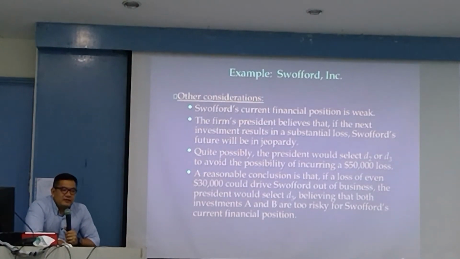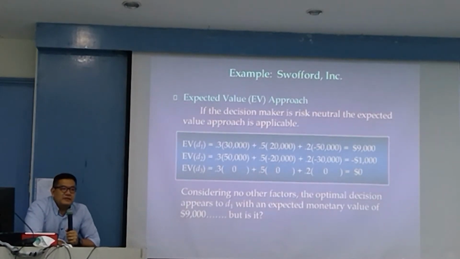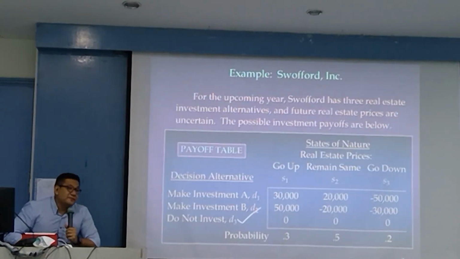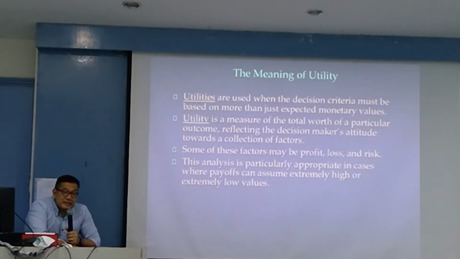Because if you were the president or the CEO of the company, let's think that right now the current situation of the company is not good. But if you apply this method, you need to select the first alternative, that you need to invest in real estate A. And if you get bad luck, the price going down, you lose 50,000. So it's quite risky. So in this case, we're going to use another value to measure and analyze, not just using the money. That one we call the utilities.